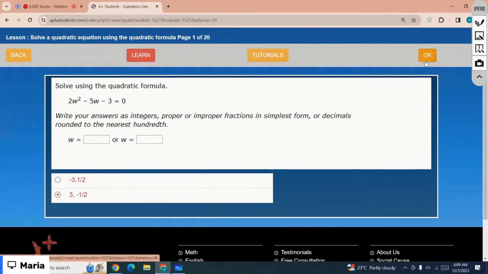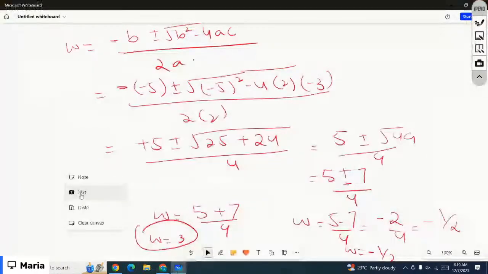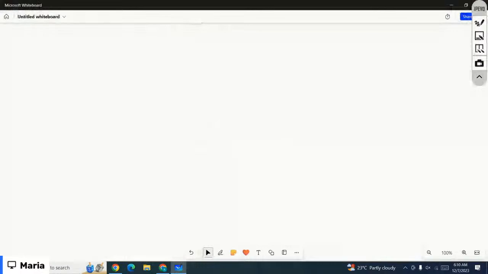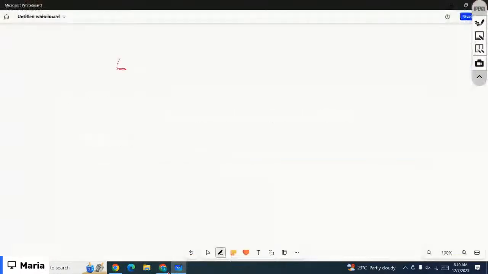Okay, let's just do another example. One is 6q square minus 6q minus 5 equals 0. So here you have the variable q. We have to solve this for variable q.